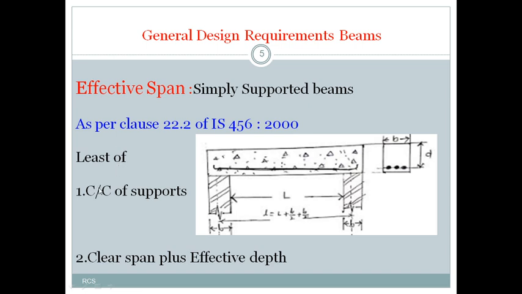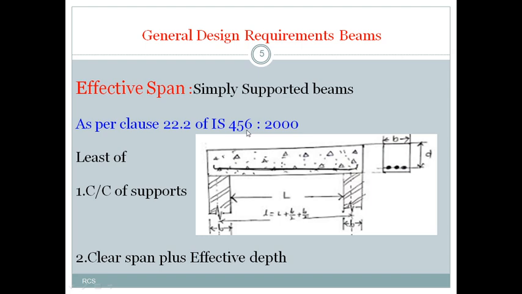Right. Again, I will give the formula according to this figure. The center to center of supports means the effective length l equals clear span L plus B by 2 plus B by 2. That is this center to this center distance. And another equation is clear span plus effective depth. Clear span is L and effective depth is d. So I can write L plus d as the effective span. The minimum of these two values is considered as the effective span for design of a simply supported beam as per clause number 22.2 of IS 456-2000.